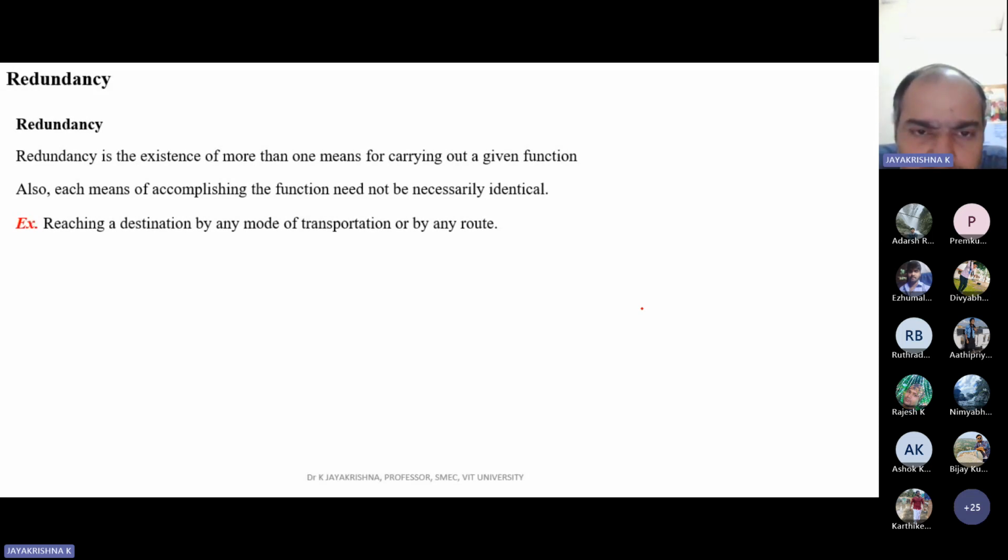Okay, and this redundancy means what? That there are multiple ways to solve a problem or to provide a solution, but these two or three approaches of finding a solution to a problem need not be identical. Okay, that's what you should understand.